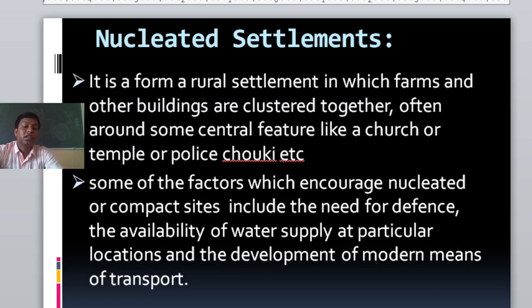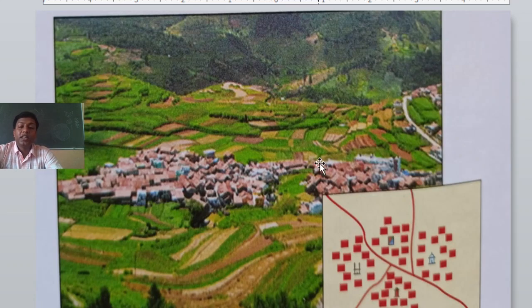Look at this. This is the nucleated pattern. Look at this area: the houses are nucleated, that means together, binding together like that. So this is all about settlement.